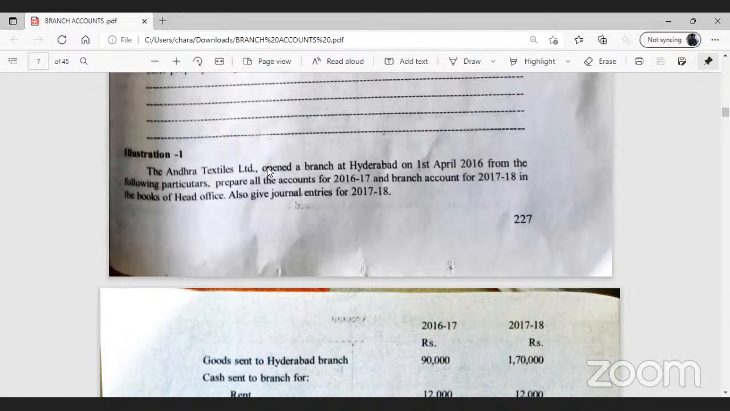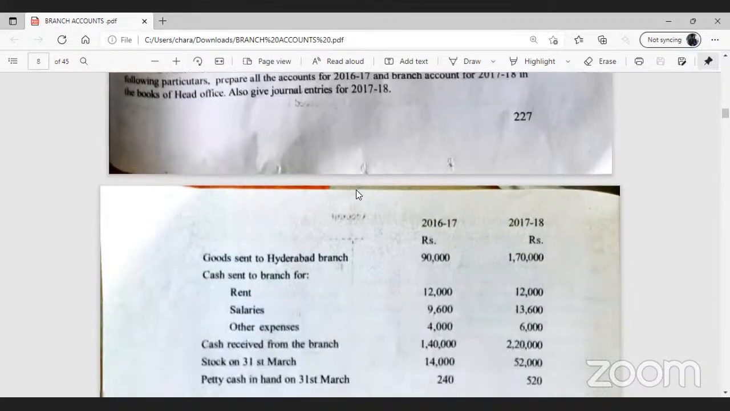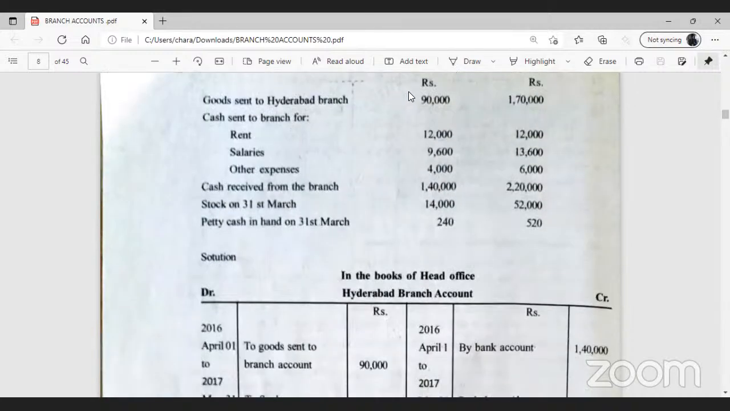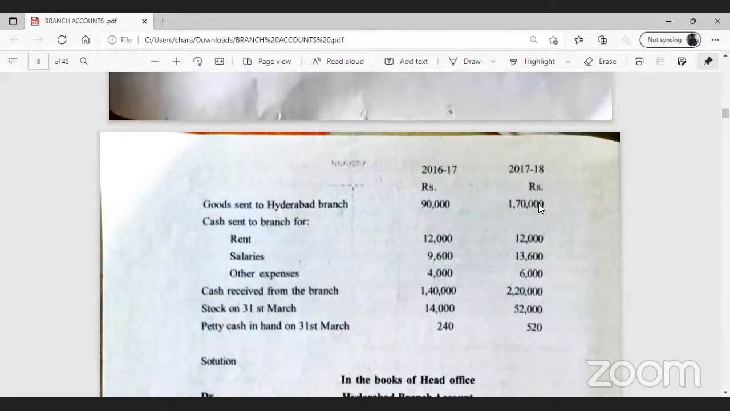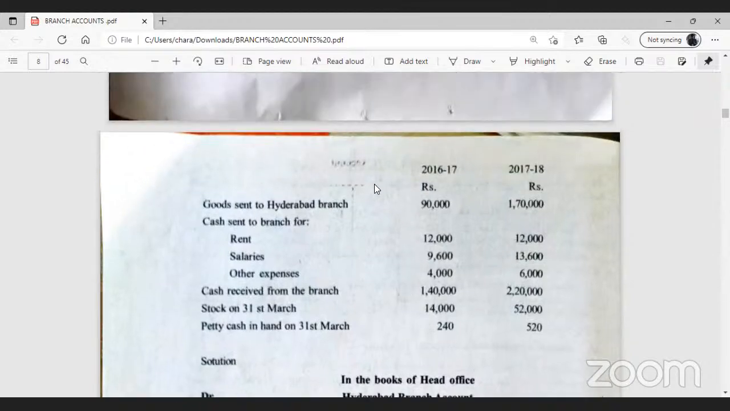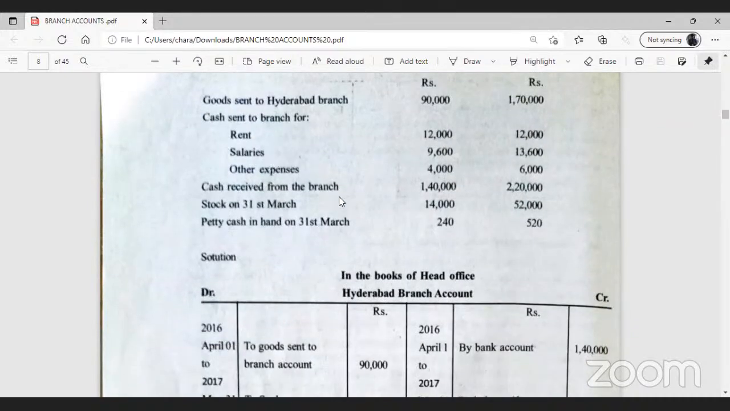Andhra Textile Limited has a branch at Hyderabad, and the following branch details are given. He is asking you to pass the journal entries. Goods sent to Hyderabad branch at the beginning and the end of the year, for 2 years. Cash is sent to branch, it means head office sent cash to branch for rent, salaries, and other expenses. This is the amount sent. And next, cash received from the branch, that is the amount received from the branch in the form of sale proceeds.